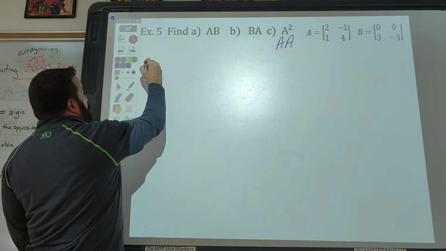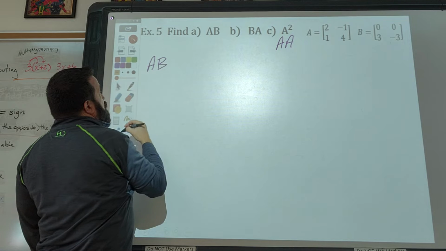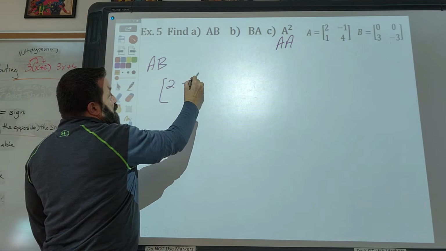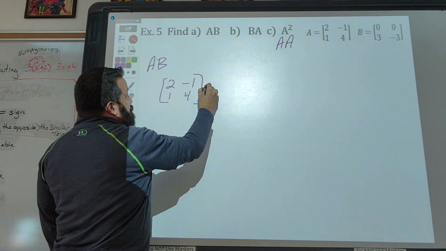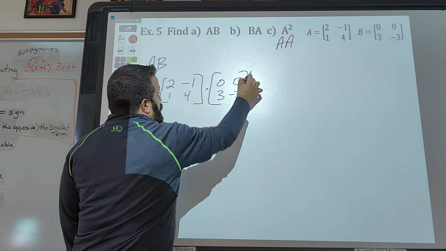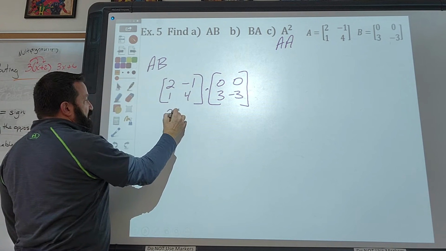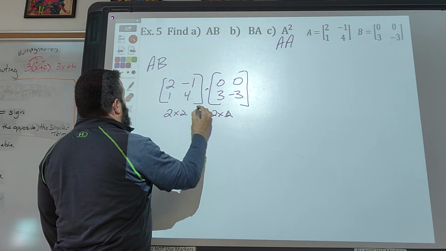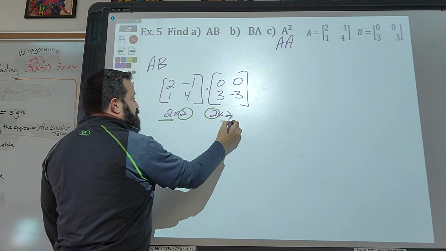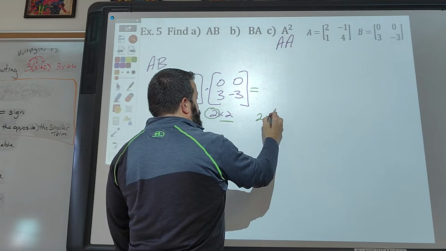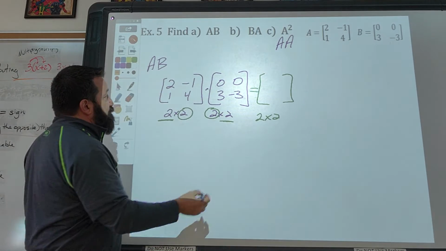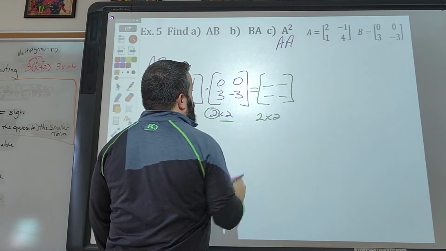So like in the first one, when I'm doing AB, I have matrix A, which is 2, -1, 1, 4, and matrix B, which is 0, 0, 3, -3. I'm multiplying those together. This is a 2 by 2, and this is a 2 by 2. So it is possible to do. The remaining dimensions mean my answer is also a 2 by 2, so I'll have 4 elements when I'm looking for that.